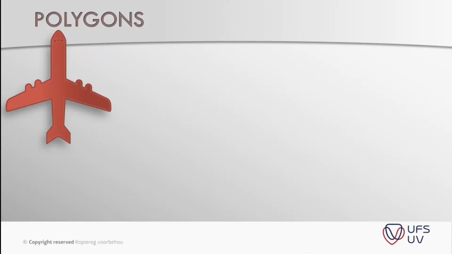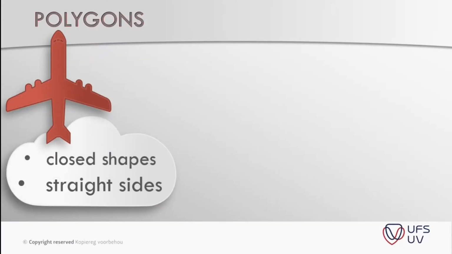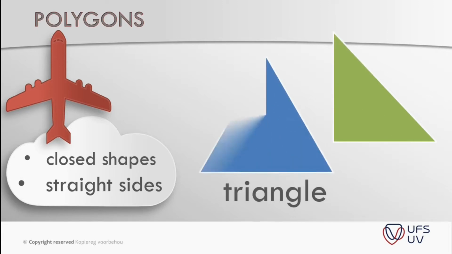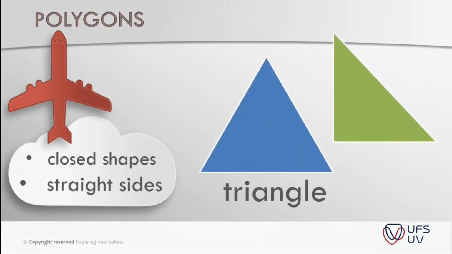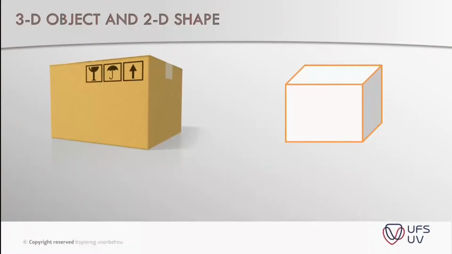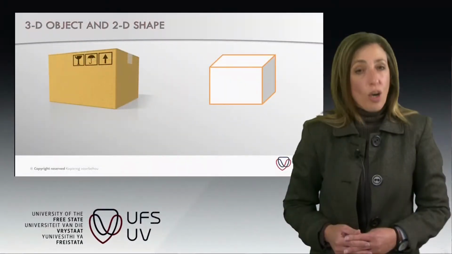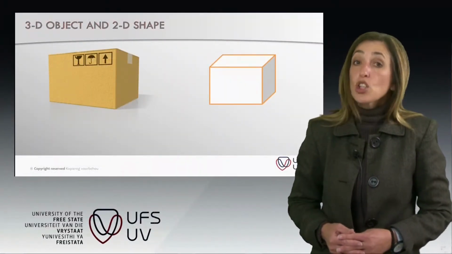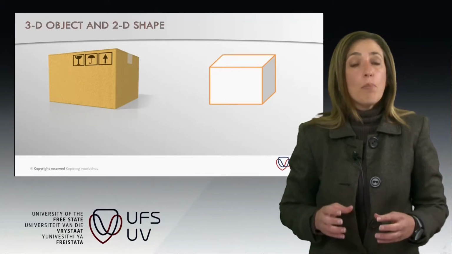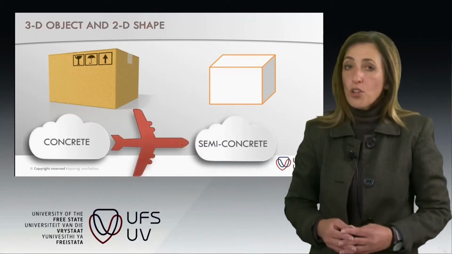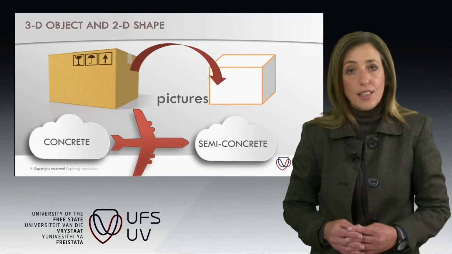2D shapes that are polygons, or closed shapes with straight sides, are named according to the number of sides they have. For example, a polygon with 3 sides is called a triangle. In the foundation phase, 3D objects and 2D shapes should be dealt with in a sequence moving from concrete to semi-concrete using pictures.